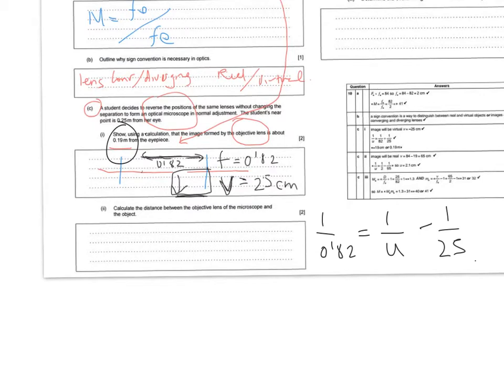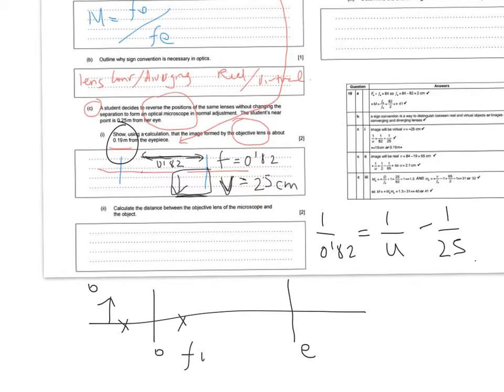So now the next part: calculate the distance between the objective lens of the microscope. The objective lens of the microscope, which is now the other lens. They're trying to trick you by changing the name of everything. So we've done the eyepiece, and now we're going to look at the other one. So where was the object? Where was it before?